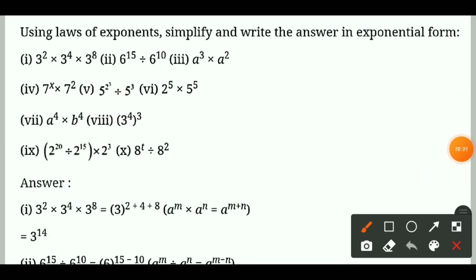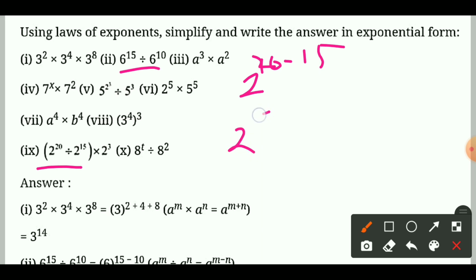In the ninth part, first you're going to solve the bracket. In the bracket, what do you have? 2 raised to power 20 divided by 2 raised to power 15. Guess which law we are going to use here? This part is similar to this question. So we are going to use the second law. So in this we are going to subtract the powers, 20 minus 15. So what will you get here? 2 raised to power 5.